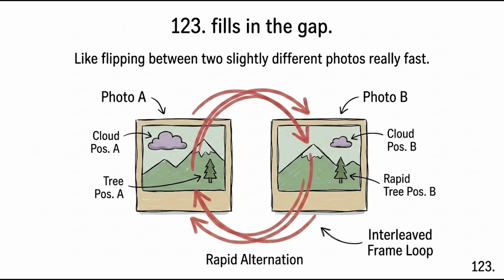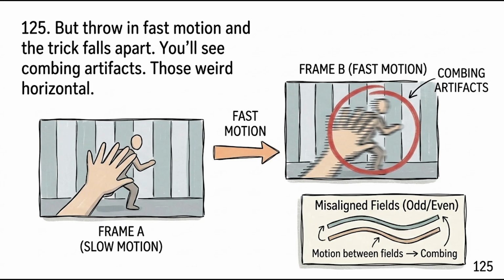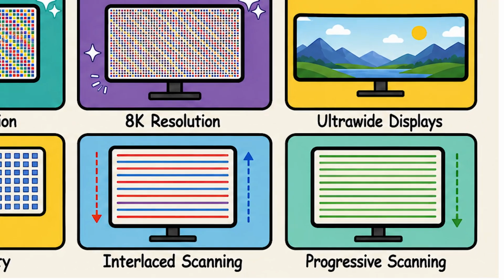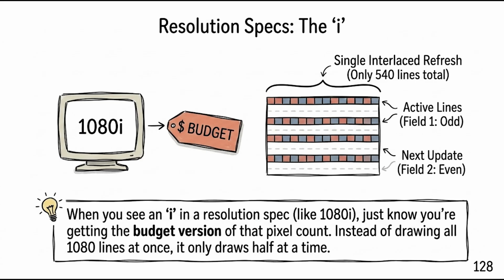The critical spec is that 1080i and 1080p have identical pixel counts but very different motion clarity. 1080i looks fine on still images, but throw in fast motion and the trick falls apart. You'll see combing artifacts. Those weird horizontal lines during sports or action scenes. The mistake is assuming 1080i equals 1080p because the number matches. They are not the same. Progressive is always cleaner for moving content. If you spot an I in a resolution spec, just know you're getting the budget version of that pixel count.